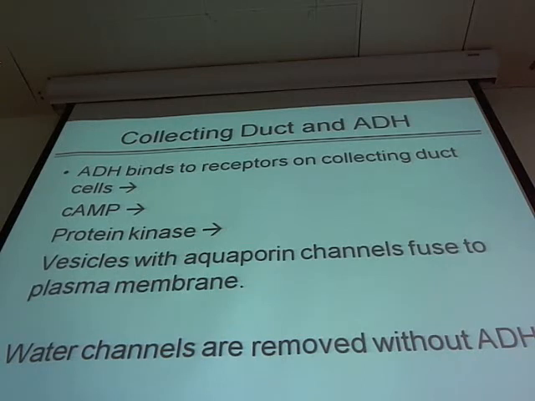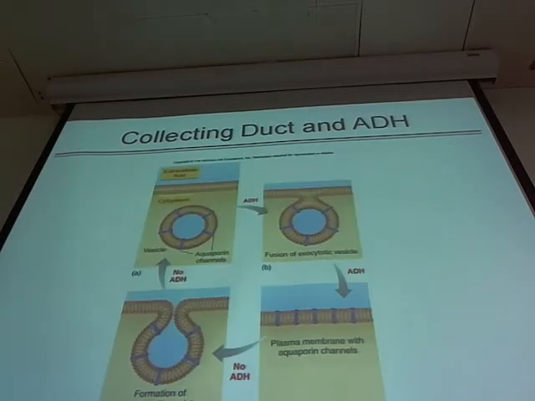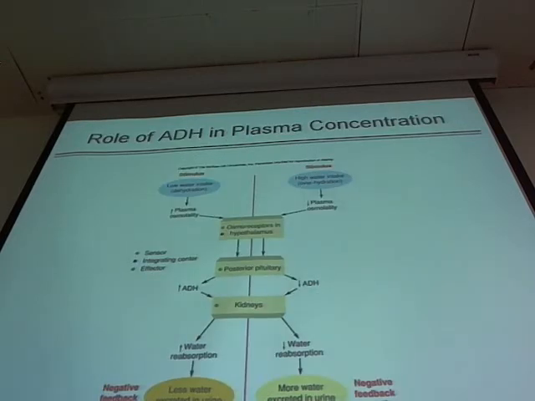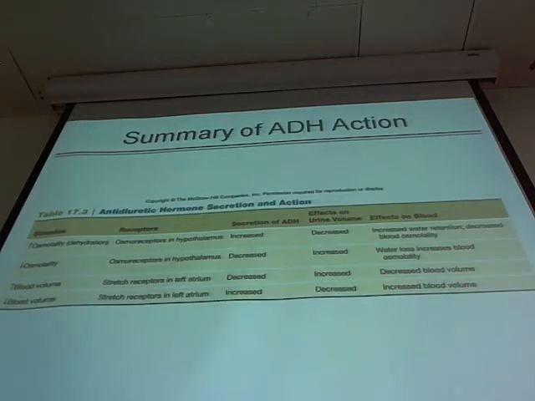Collecting duct. ADH inhibits receptors. Okay, collecting duct, here's just putting your aquaporins in. Role of ADH in plasma concentration, it's in your book. You've got your osmoreceptors, you've got your posterior pituitary affecting the kidneys on water reabsorption. It's page 590 of this book. Summary of ADH, this is 17.3 in your book. But you need to know ADH. It's on here.